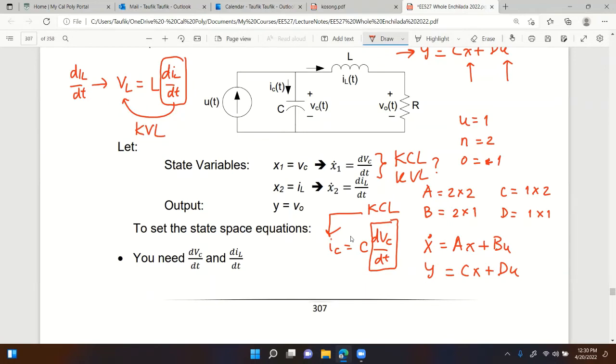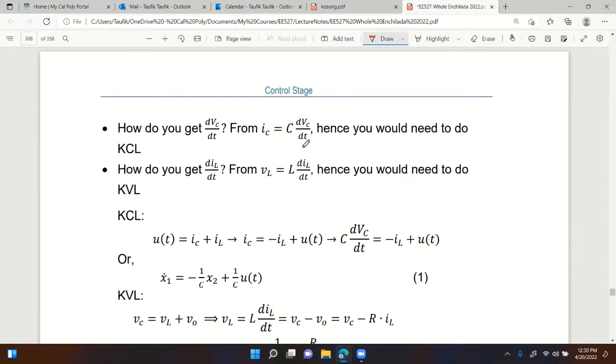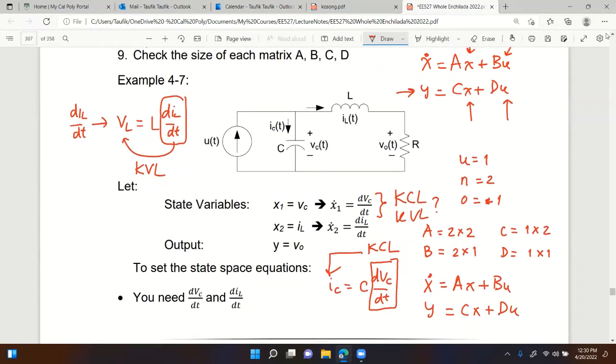Yes. That's what I suggest you do. Let's do the first one. So that's why I explained right here. So let's do KCL on this node right there. That's u(t) is equal to IC plus IL. So KCL on that node gives you u(t) equals IC plus IL. That's what I should have.